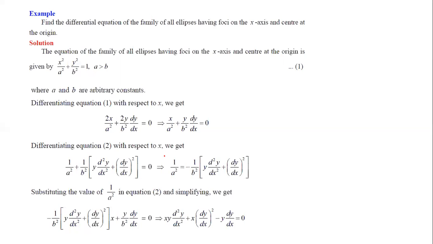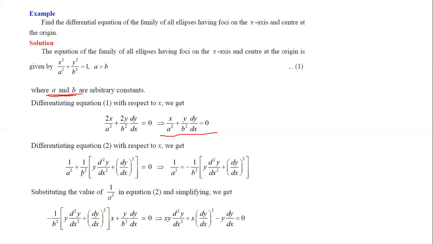Next one is: find the differential equation of the family of all ellipses having the foci on the x-axis and the center at the origin. It's a very simple problem. Here two arbitrary constants are there, a and b. So the resulting equation is a second order differential equation. Once you differentiate one time, you get x by a square plus y by b square dy by dx equal to 0.